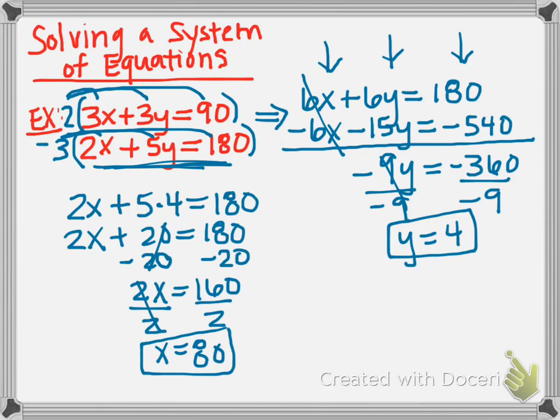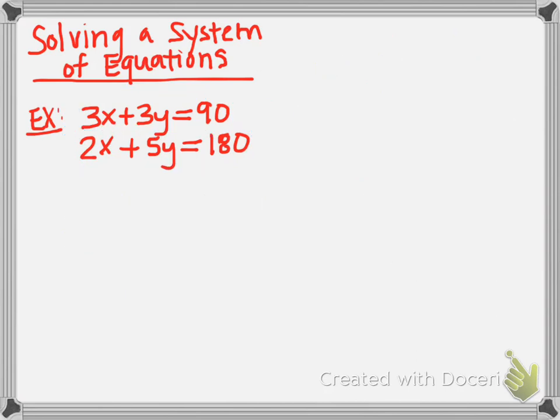Now usually when you see a problem like this, you're not done at this point. You're probably going to have to plug in the x and the y into something else to find some given measure that's unknown or some length that's unknown. So that was using the elimination method. Now we're going to try the substitution method.